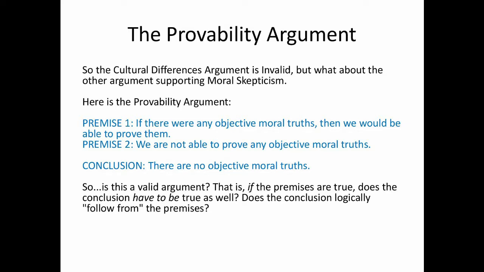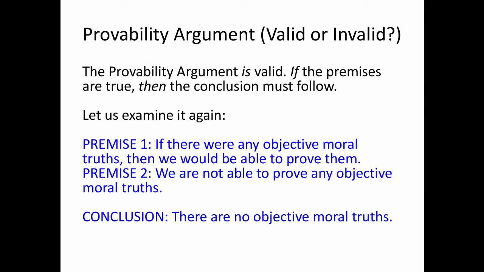Now we know what validity is, remember? If an argument is valid, it means that the conclusion follows from the premises. So, does the conclusion that there are no objective moral truths follow from the premises? The first premise says if there are objective moral truths, then we should be able to prove them. The second premise says we are not able to prove any objective moral truths. So the conclusion says, therefore, there are no objective moral truths. This is a valid argument, and if you don't understand why, you might look at my outline.